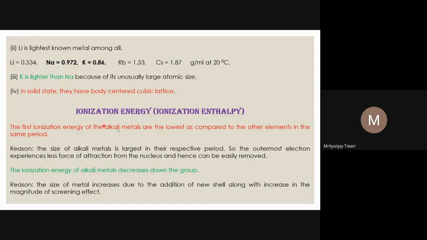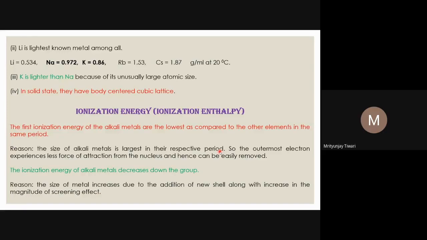So why is the first ionization enthalpy lowest in a period for alkali metals? The reason is the size of alkali metals is largest in their respective period. So the outermost electron experiences less force of attraction from the nucleus, and hence can easily be removed.